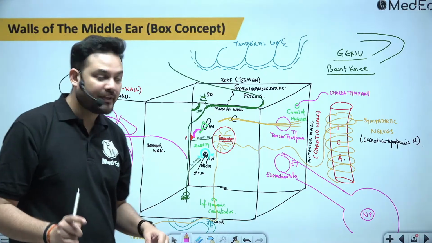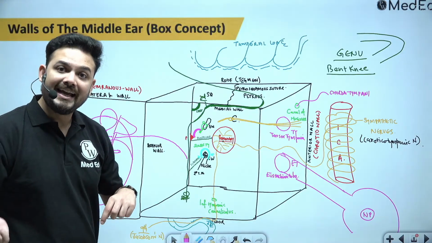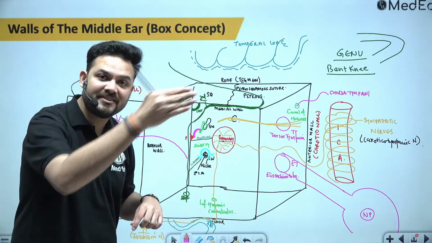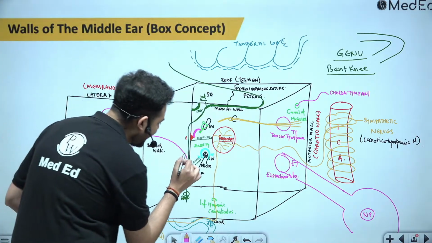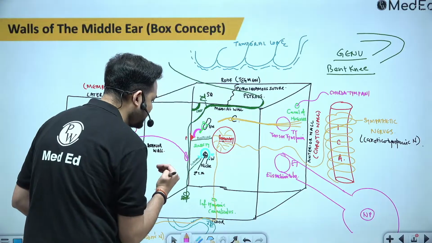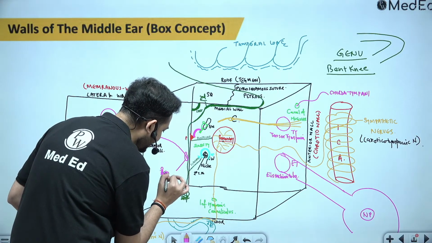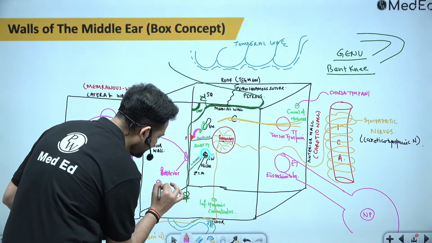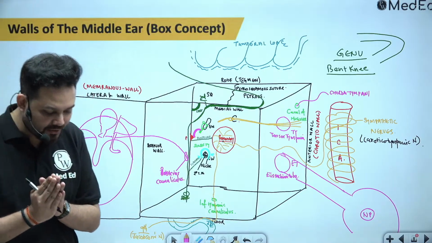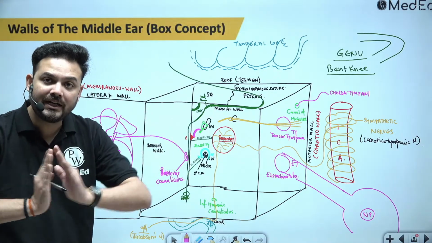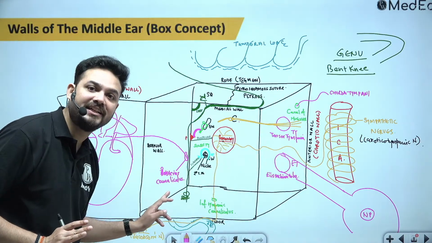Correct? Now, when this chorda tympani is given off from the vertical segment of the facial nerve, it has an entrance point. Just as this is the exit point, there is a canal through which it enters into the ear. This canal through which this nerve enters into the middle ear is called the posterior canaliculus. Canaliculus means canal. That means when the facial vertical part gives off the chorda tympani, it enters into the middle ear through an opening called the posterior canaliculus.